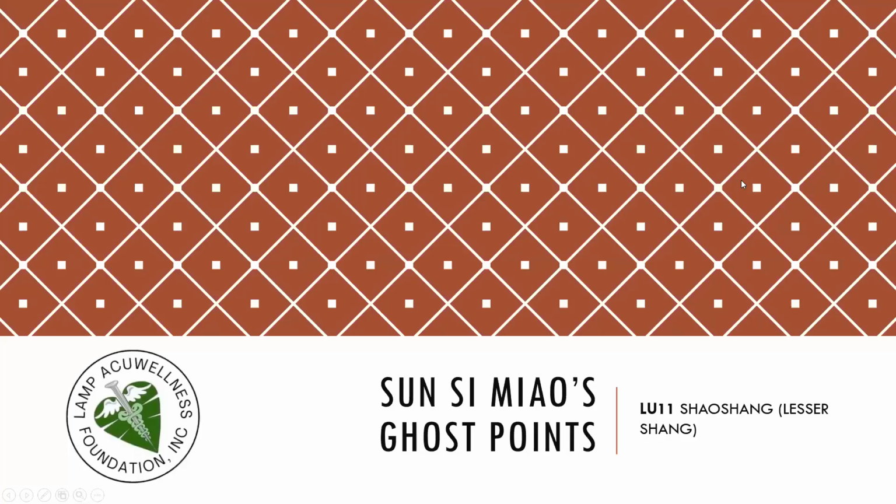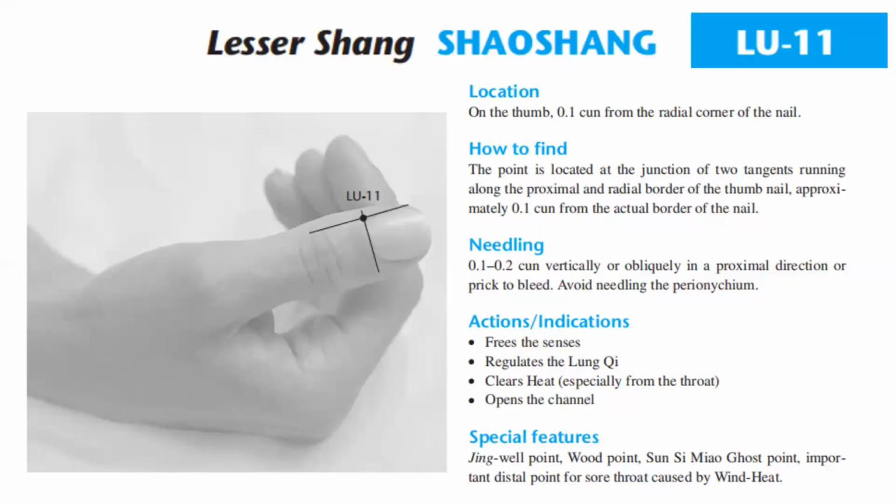Let's discuss the Sun Si Miao ghost point. Lung 11, Shaoshang, lesser shang. Location: on the thumb, 0.1 tune from the radial corner of the nail. How to find the point: it is located at the junction of two tangents running along the proximal and radial border of the thumb nail, approximately 0.1 tune from the actual border of the nail. Needling: 0.1 to 0.2 tune vertically or obliquely in a proximal direction, or prick to bleed.